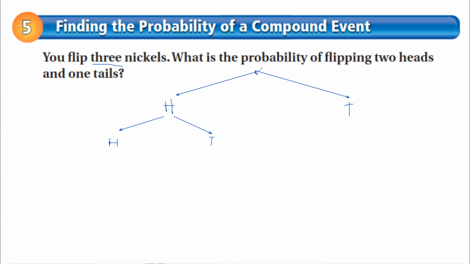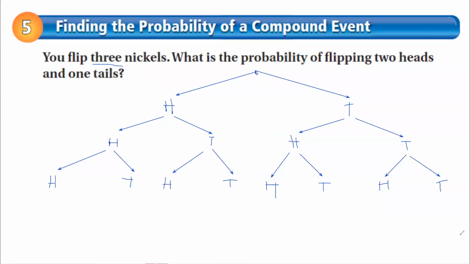If we ended up flipping tails from the first event, again, it's the same thing. Heads or tails. And then we're going to flip our last one. Our last one, again, either heads or tails. Heads or tails, heads or tails, heads or tails.